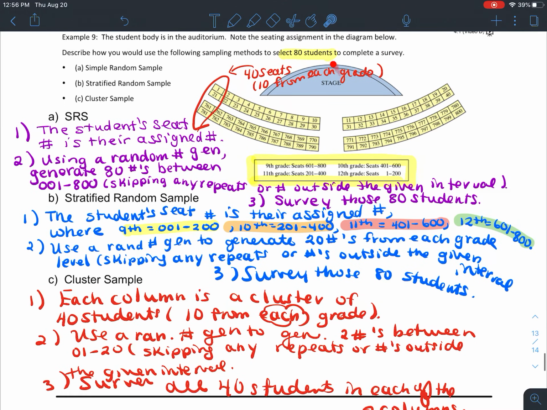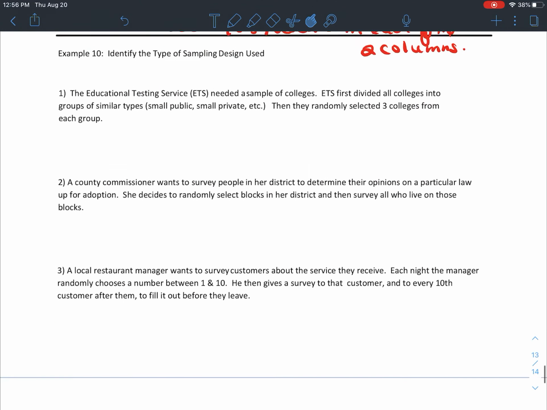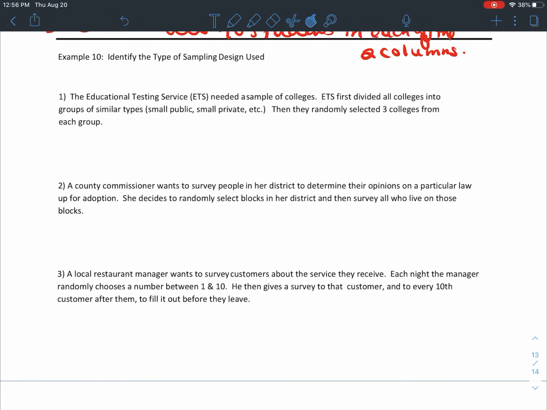So there's an example of how you could take the same situation, wanting to get 80 students, and depending on your technique, you could use a different sampling method, and those all would be totally fine ways to do it. So let's see if we can identify it when we read it in a problem, like which technique or strategy is being used.